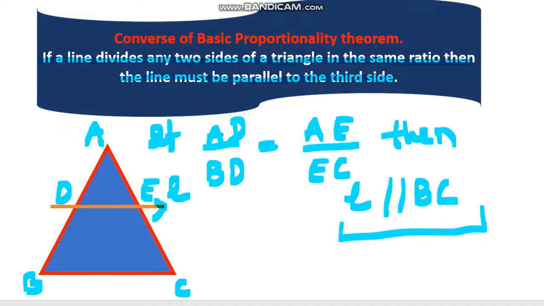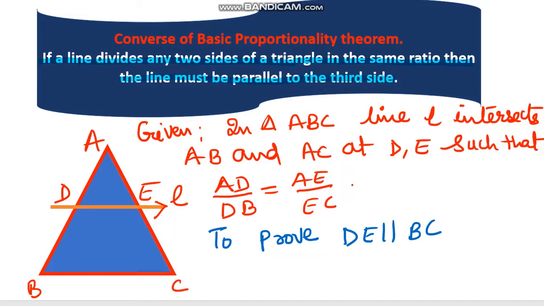If the condition AD by BD equal to AE by EC is satisfied by line L, then L must be parallel to BC. Now children, see here, as per the statement, what is given to us? In triangle ABC, line L intersects AB and AC at points D and E such that AD by BD is equal to AE by EC. This is the condition. And what we have to prove? We have to prove that DE is parallel to BC.